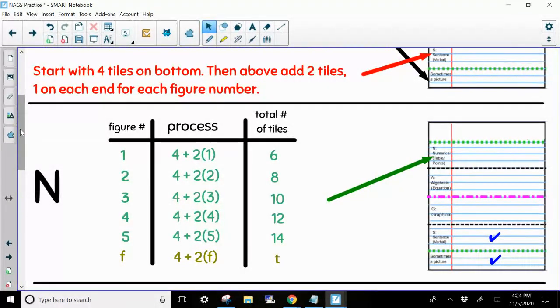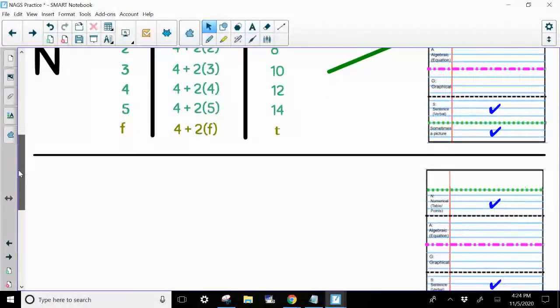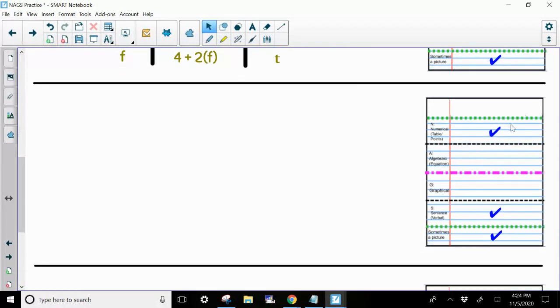All right, so now we have done our numerical. It has been completed. We can move down to algebraic, as you can see. And remember, you can pause, rewind, go back to any part of this video as you need to.